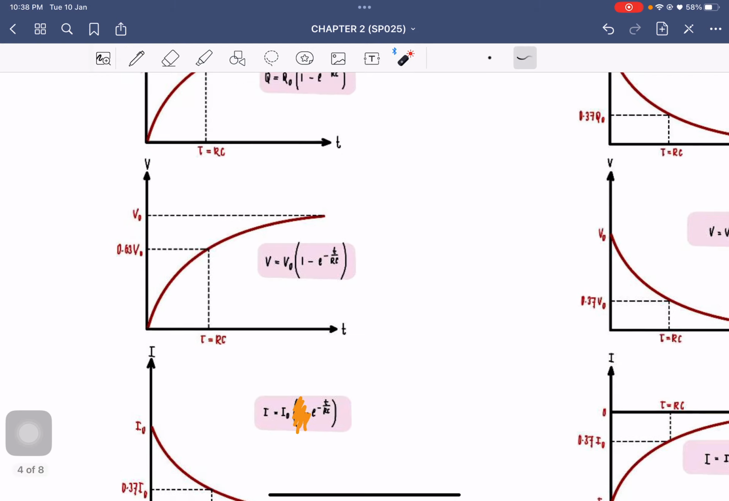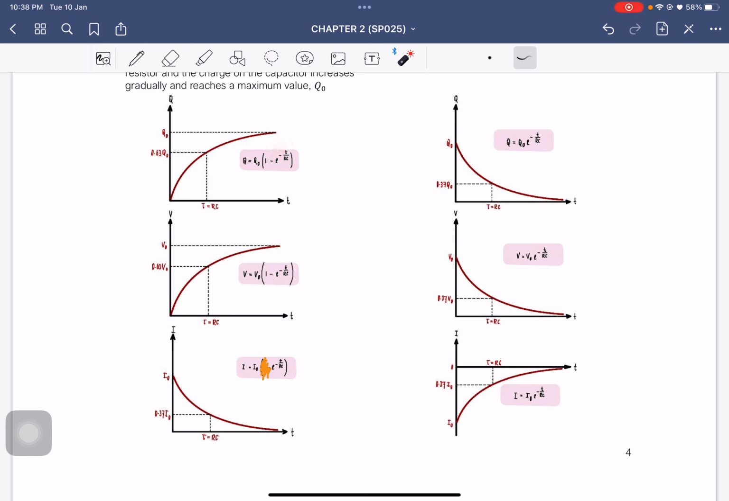So basically what the graph here is telling us is the charge on the capacitor will increase with time. So if you can see, dia akan increase with time lah. Lepas tu untuk the potential difference across the capacitor will also increase with time, but the current going through the resistor will decrease exponentially with time.